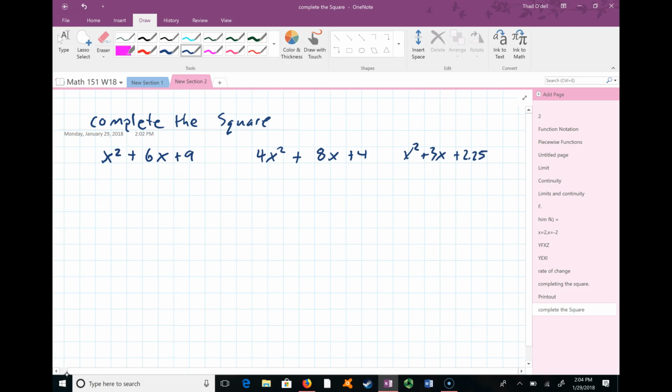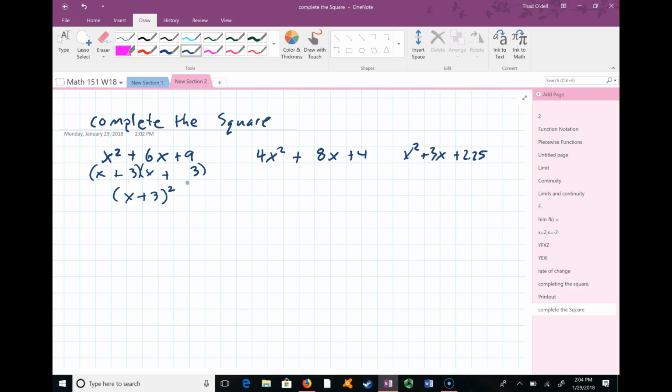So here I thought we'd start with some examples of perfect squares. These are all perfect square polynomials. If you were to factor them, this would factor into x plus 3 and x plus 3. So in other words, we could write it as x plus 3 squared. That's why they call it a perfect square polynomial, because it can be factored into two terms that are the same.